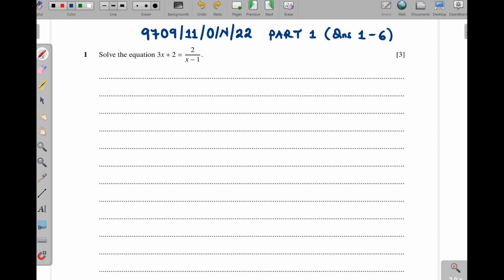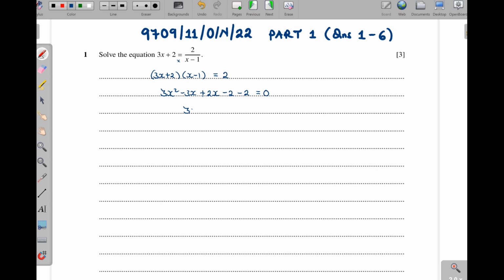So the first thing we are going to do is to cross multiply. So we shall have 3x plus 2, times x minus 1, then we equate to 2. Then we open the brackets. 3x times x, you get 3x squared. And 3x times negative 1, you get negative 3x. Then 2 times x gives us 2x. And 2 times negative 1, you get negative 2. Then bring this one this side to be minus 2, then we equate to 0.